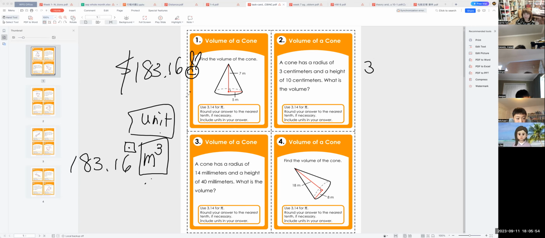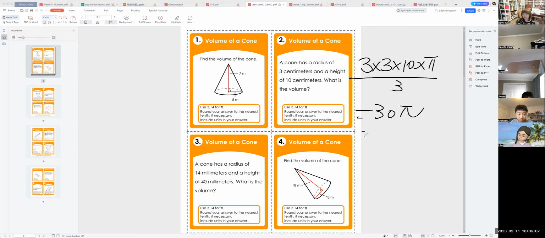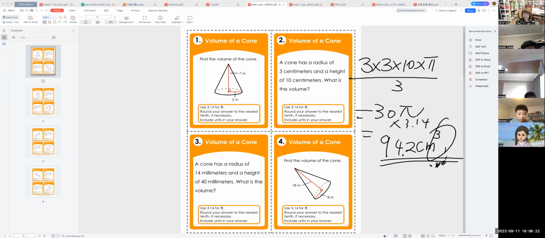Okay, so next one: 3 times 3 times 10 times pi divided by 3. So it's 30 pi, so times 3.14, so 94.2 centimeters cube. Okay.